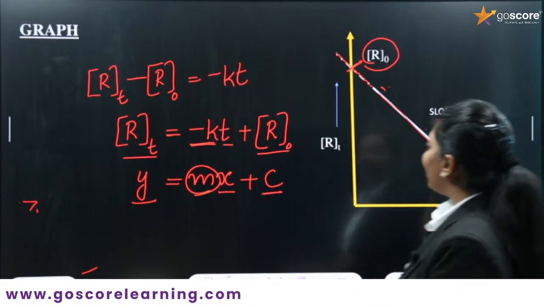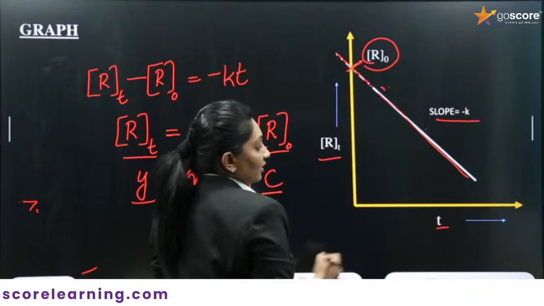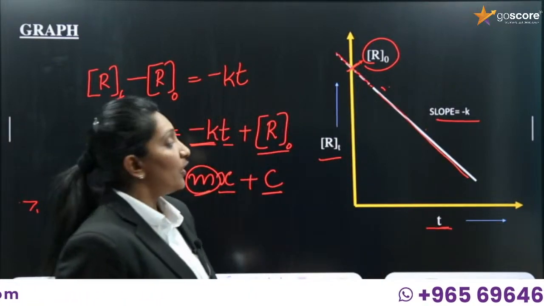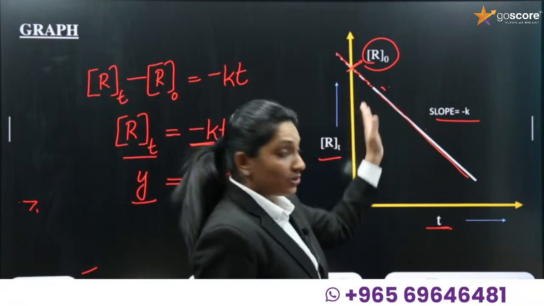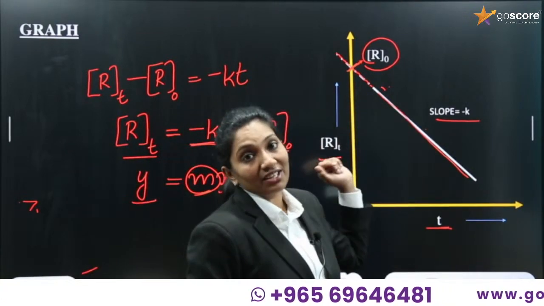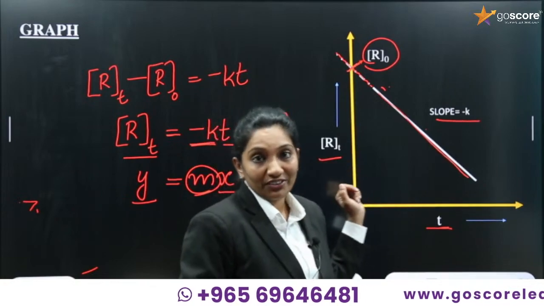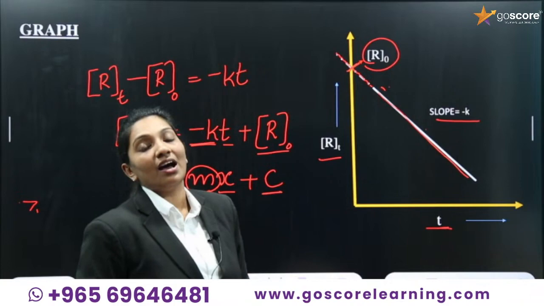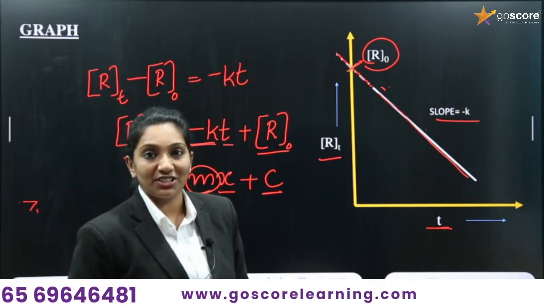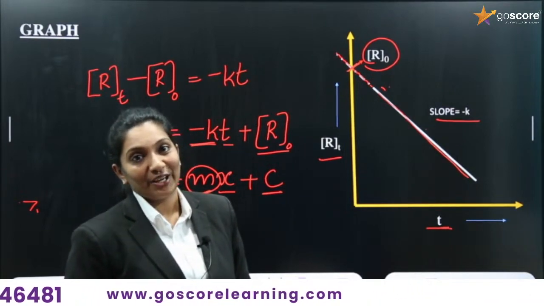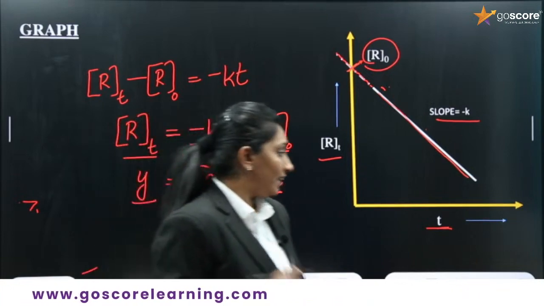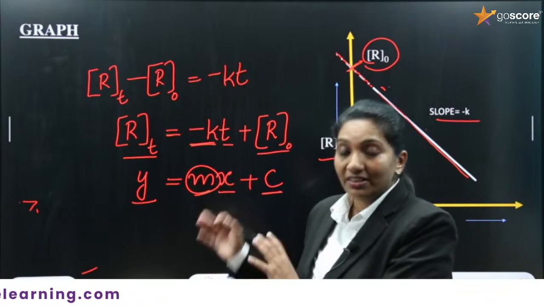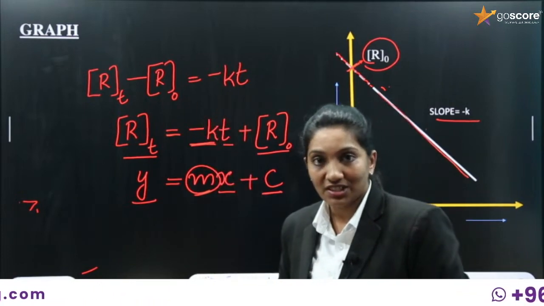So whenever you are getting a graph of reactant concentration at t on the y-axis and time on the x-axis, whenever you see this graph, you should identify that this is the graphical representation of a zero order reaction with slope minus k and the y-intercept R0, the initial concentration of reactant. Okay. So I think the first zero order reaction, integrated rate equation derivation and its graphical representation is clear for everyone.